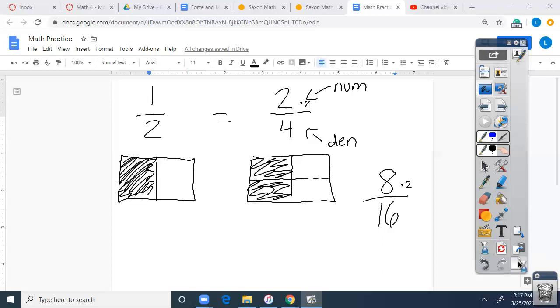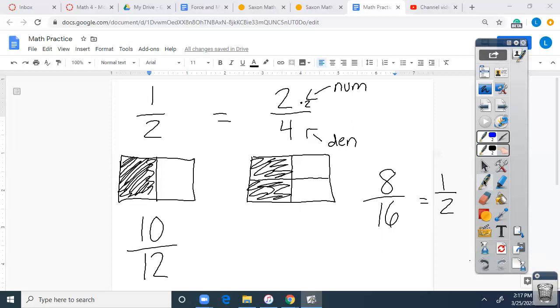Okay, you can multiply the top number by 2 or just double it. You can do 8 plus 8. It's the same thing. And you get 16, which means it is equal to 1/2. This is equal to 1/2. Okay, we're going to get rid of that part so we don't get confused.